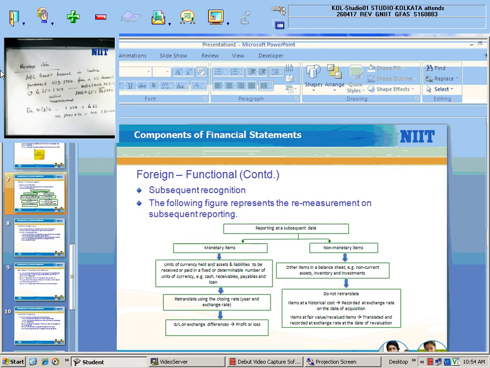So I will not proceed further today because we are approaching the closing time. I will request you to complete your feedback, and if you still have any questions relating to what we have discussed today, particularly deferred taxes and foreign currency, you can ask.